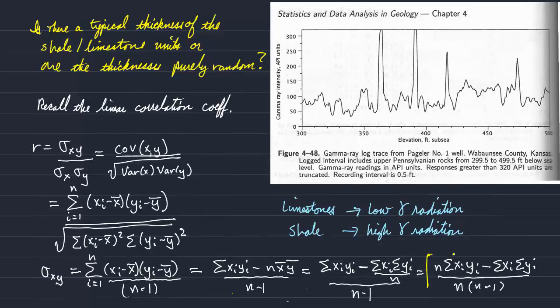So I'd like you to just keep this form in mind, because we're going to see this form used at various points in the following discussion.